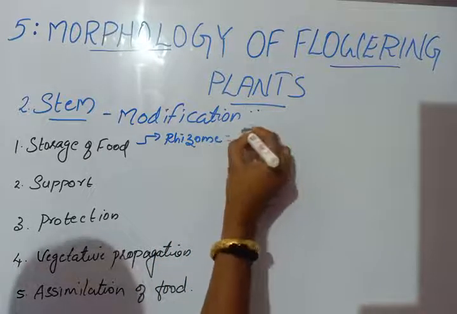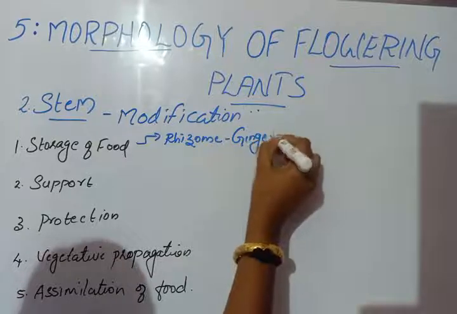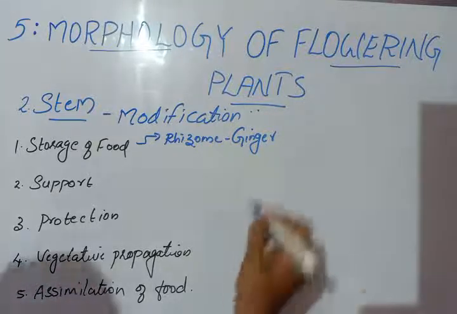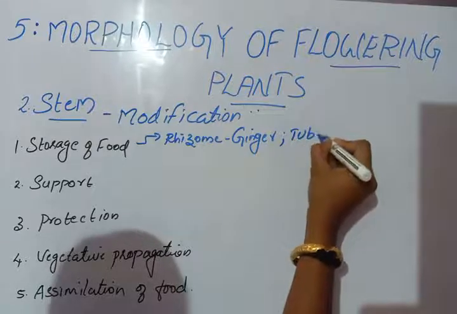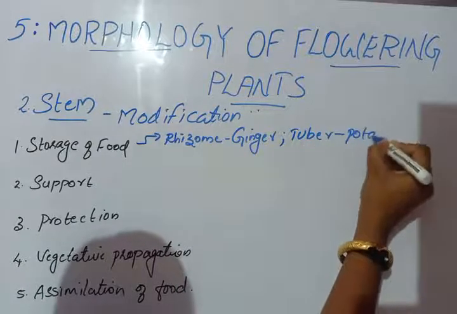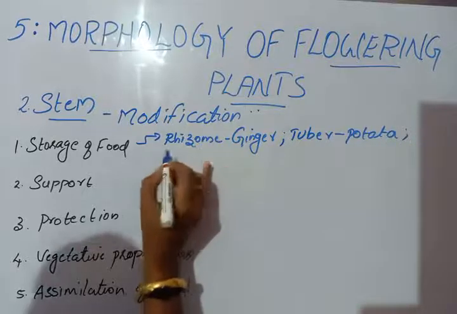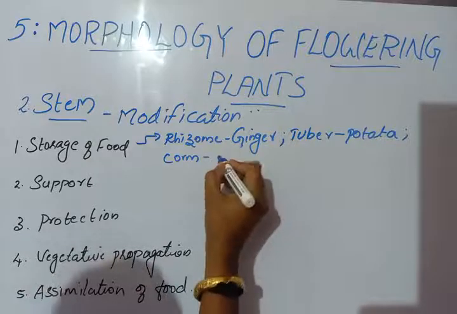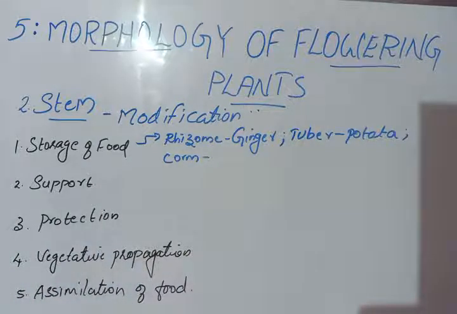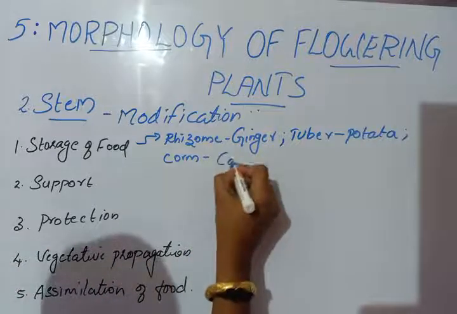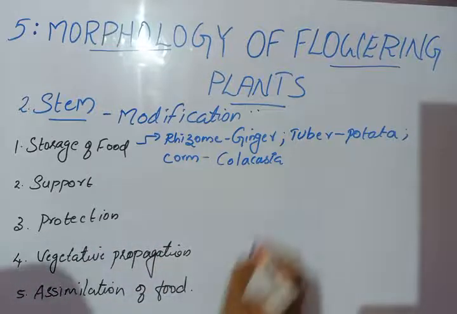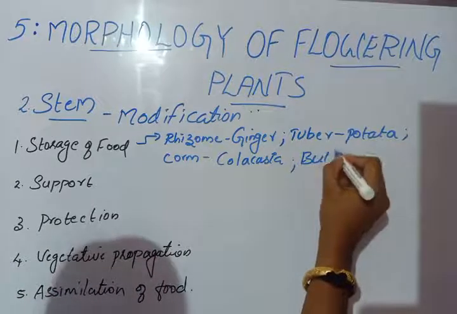Rhizome is present in ginger. Okay, so rhizome type modification is present for the storage of food in ginger. Then tuber type modification is present in potato. Then corm type modification is present in colocasia. Okay, corm is present in colocasia, and finally bulb is present in onion.